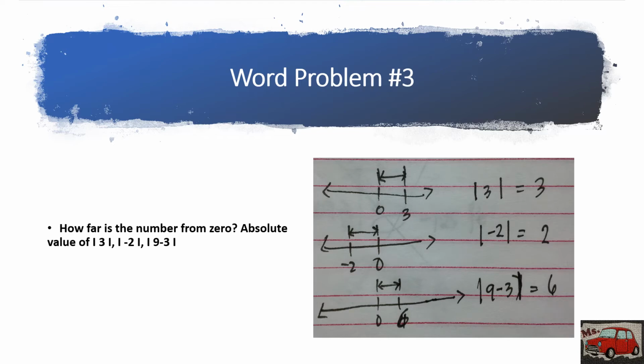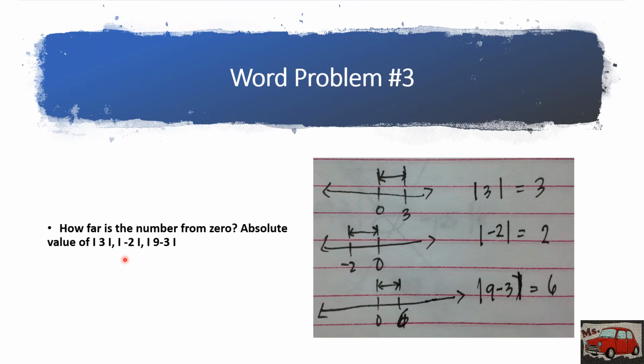How far is the number from 0? Absolute value of 3, negative 2, 9 minus 3. Okay, so when we say absolute value, yan lang yung distance ng number or ng integer from 0. Okay, so we have here absolute value of 3. Ibig sabihin yung distance ni 3 mula kay 0. And that is 3. Okay?